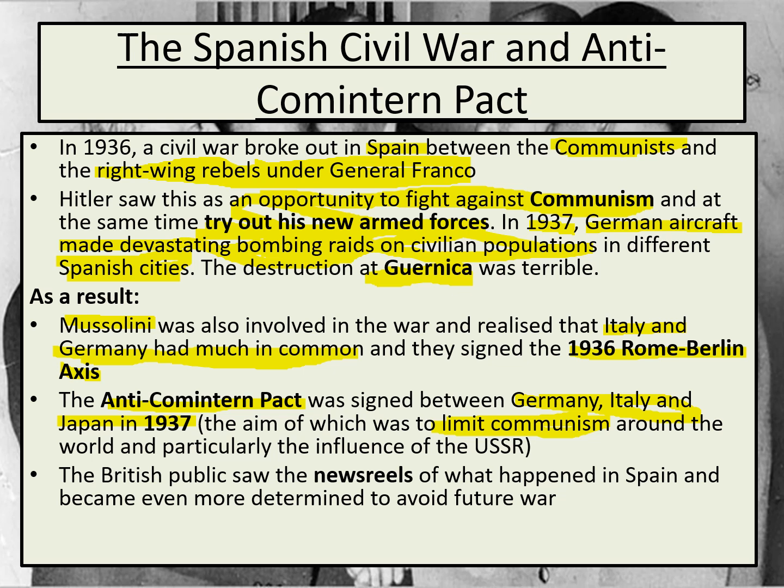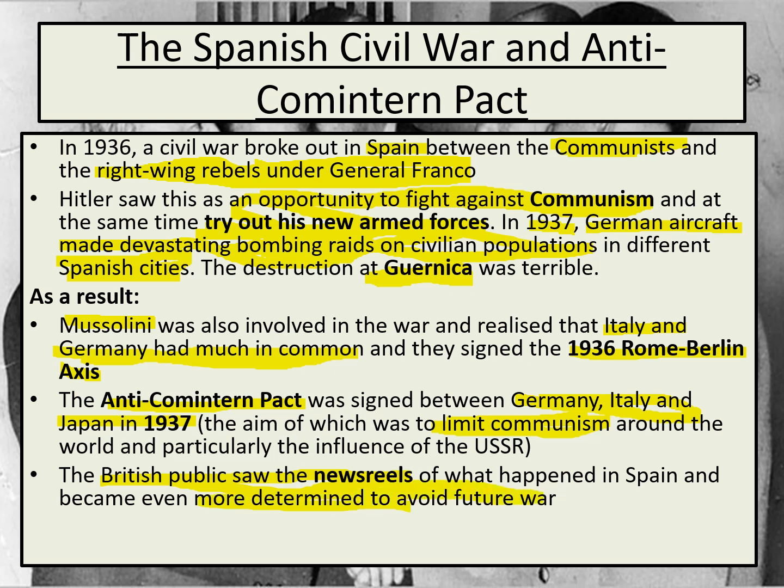The other thing about the Spanish Civil War and the Anti-Comintern Pact was that it's what the world saw. In particular, it's what the British saw. The British public saw the newsreels of what happened in Spain. They saw pictures of the destruction of cities. They saw dead Spanish children. And this made them more determined to avoid future war.